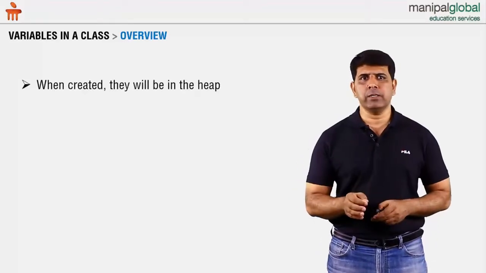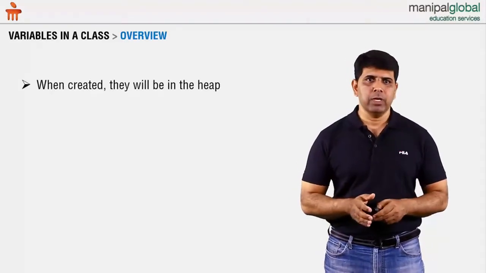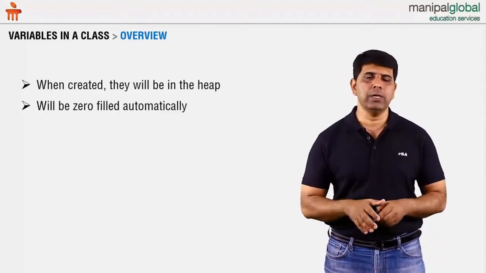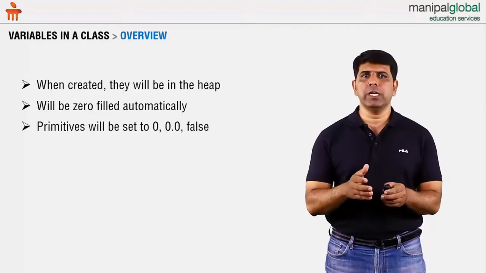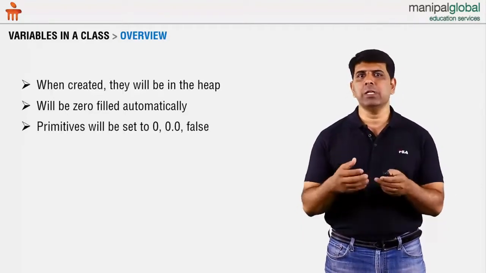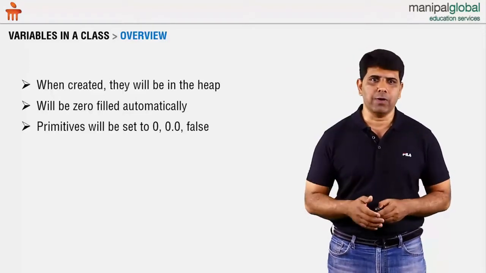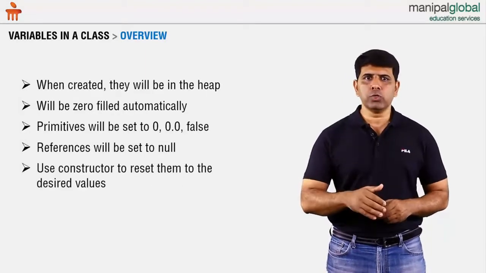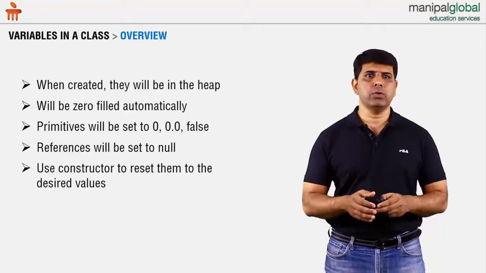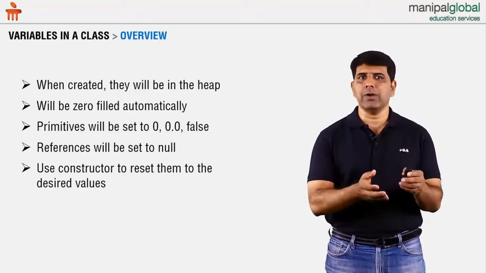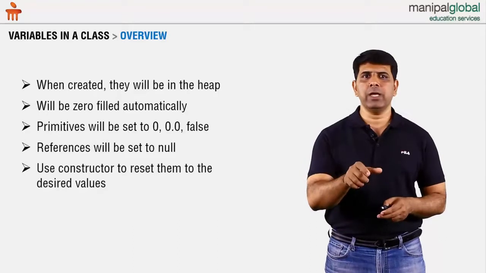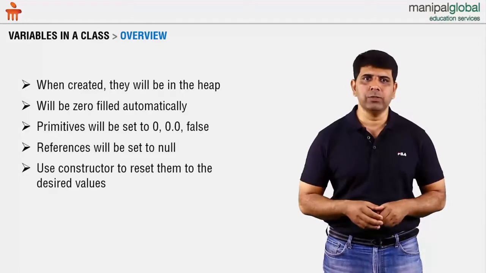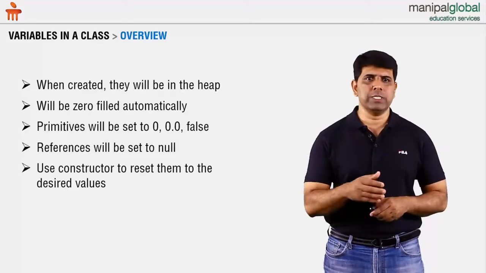Now, when they are created, they will be in the heap. They all will be occupying memory in the heap, which means they will be zero filled automatically. Primitives will be set to 0, like integers; decimals will be 0.0, boolean will be false, and references will be set to null values. Now, use a constructor to reset them to whatever desired values you want. For example, if you have a class like employee and you want to specify a default salary so that every employee object you create has a default value, the constructor would be a good place to specify that.